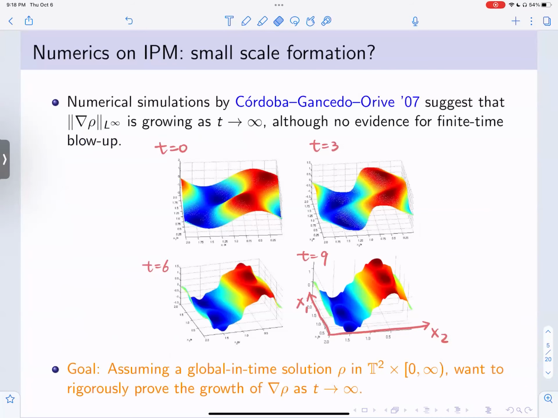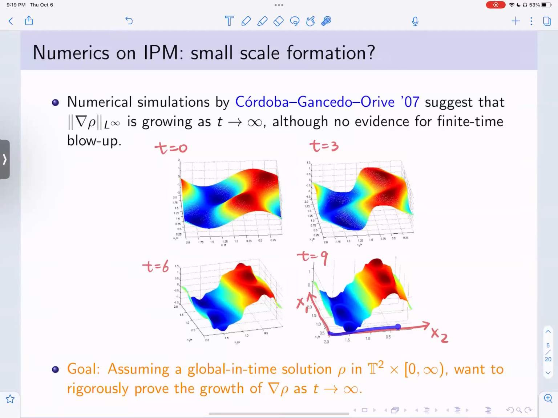Okay, and what about numerics? What do people guess, whether there's a blow-up or not? The work by Córdoba, Gancedo, and Orive has done extensive numerical simulations, and their simulations suggest that the gradient of rho can grow to infinity as time goes to infinity, although they have no evidence for finite time blow-up.